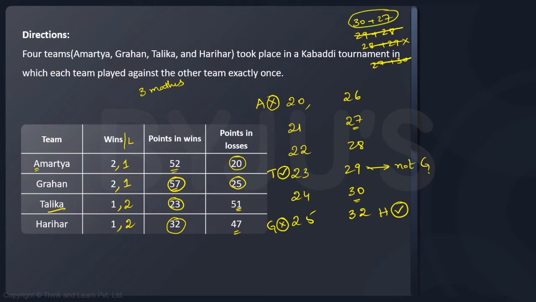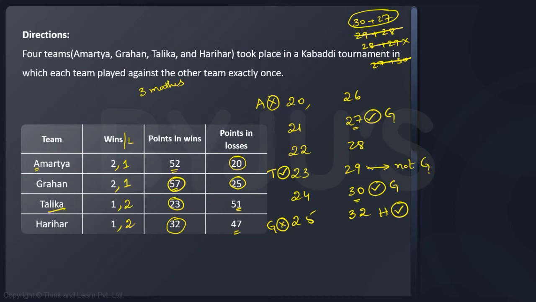Both should belong to Grahan. So this is the winning of Grahan, and this is the winning of Grahan. So we have taken care of 57. Now I'll take the next highest number, 52.